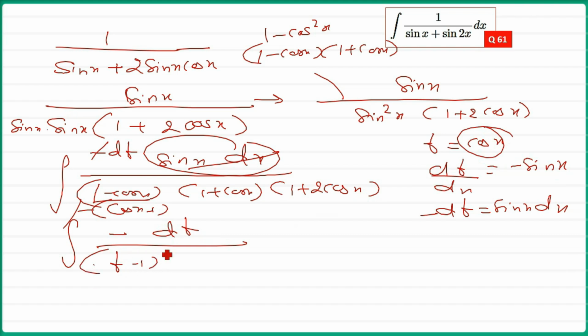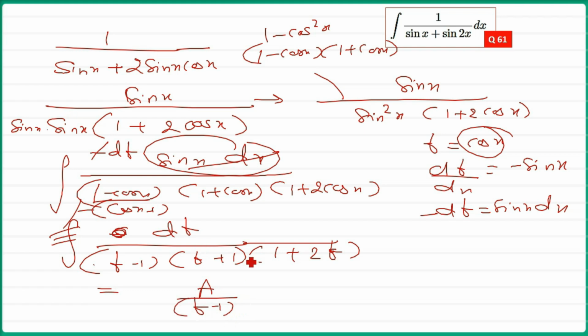So this will be t minus 1 now, t plus 1 now, since 1 plus cos x can be written as t plus 1, and 1 plus 2 cos x will be 1 plus 2t. Now you can just forget about the integration sign. First find out the partial fractions, the constants. So a divided by t minus 1, b divided by t plus 1 and c divided by 1 plus 2t. So 1 by 6 will come as a, 1 by 2 will come in front of this and c will come as negative 4 by 3.